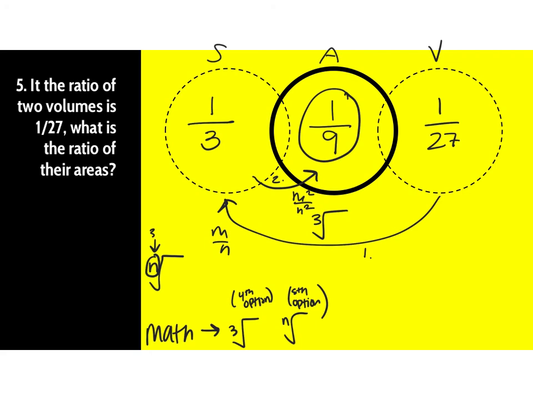And remember, this is asking for the ratio of areas. This is not the actual areas. I have no idea what the actual areas of these two solids are. It's the ratio of the areas.